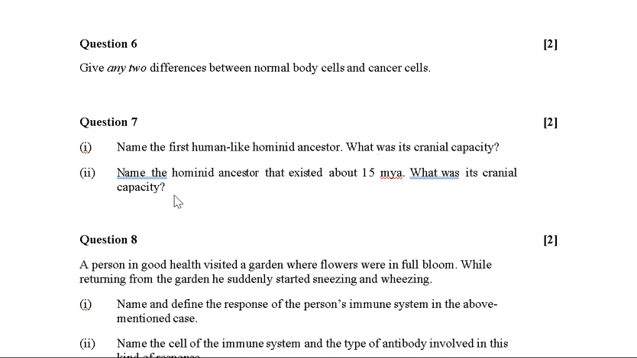Next, name the hominid ancestor that existed about 1.5 MYA. What was its cranial capacity? The answer for this question is Homo erectus, and cranial capacity was 750 to 1100 cc. So for the first question, Homo habilis, and for the second question, Homo erectus.